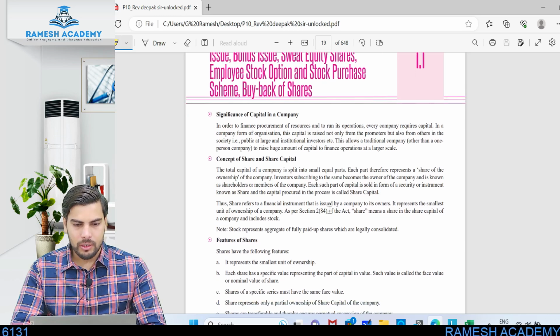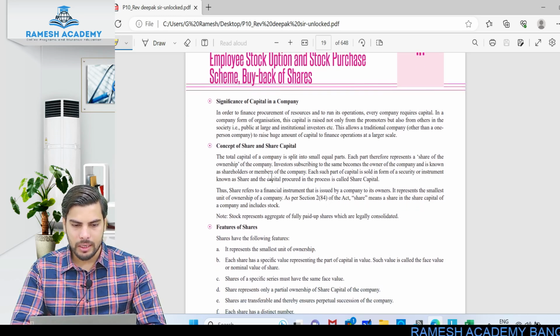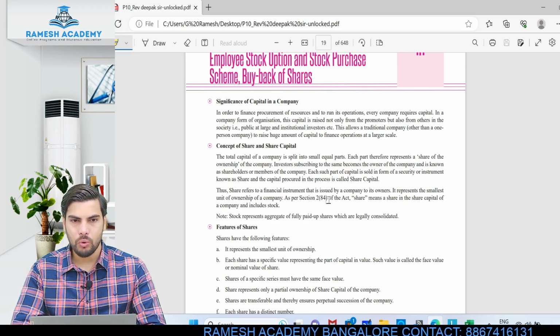Okay, so let's have a look at the concept of shares and share capital. It's not very important again. So when it comes to the definition, look at this definition. Just remember this much, which is more than sufficient, which we have already understood. Look at this: Section 2, and how are we going to read this? This would be Section 2 clause 84.